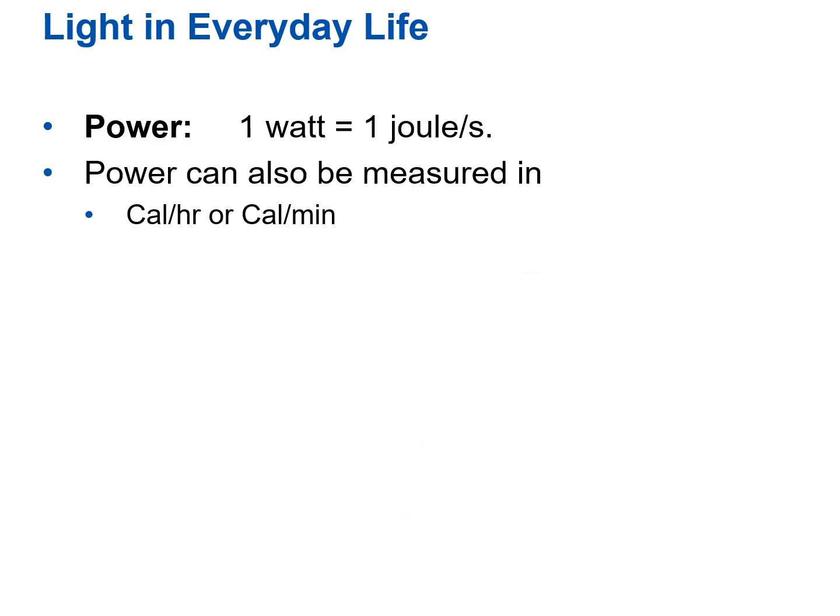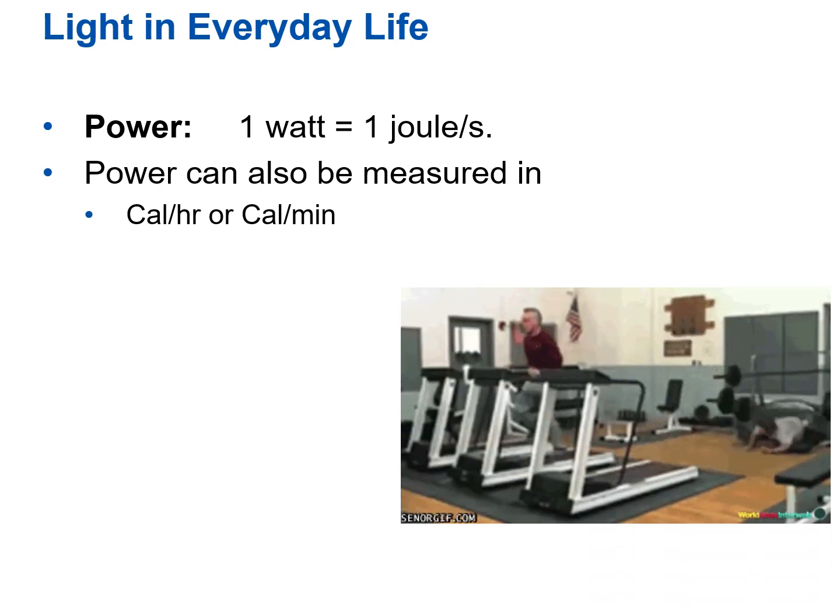So 1 watt is a joule per second, that's in metric units, but we can also measure power in calories per hour or calories per minute. So you think about on a treadmill, oftentimes, it gives you your rate of power, tells you what intensity of exercise you're doing. So it gives you that in either calories per hour or calories per minute.